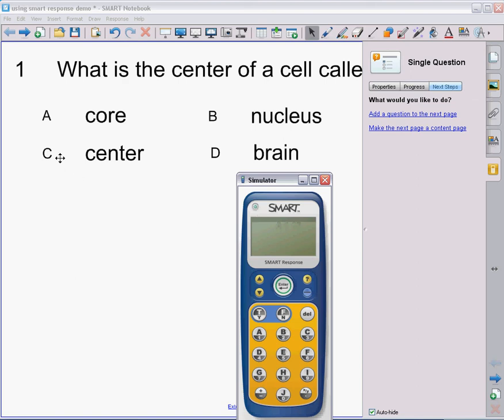So now you've successfully added a question, given the question, and seen how results for our question can be. So now you're starting to see some of the benefits of using the Smart Response System, hopefully.